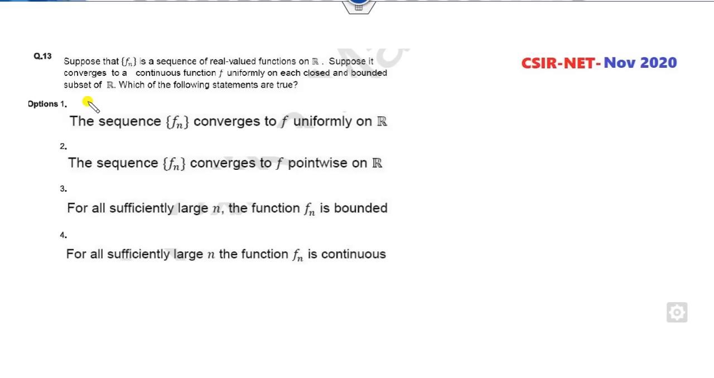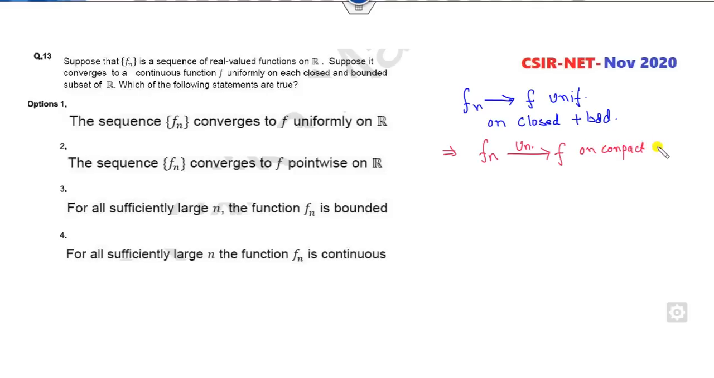Okay, look at this next option. What is given to you? Fn is a sequence of real numbers. Suppose it converges to a continuous function uniformly on each closed and bounded set. This is given to you. What is the meaning of that? Fn converges to F uniformly on the compact set.